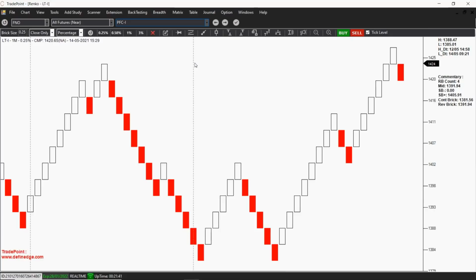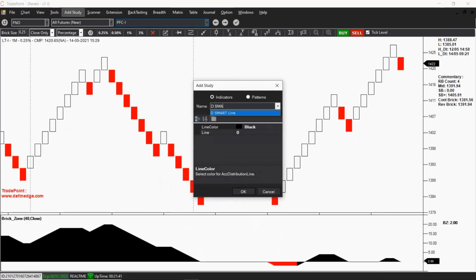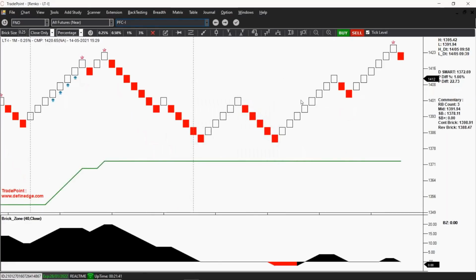So the people who are more interested in chart analysis, reading the charts and then marking the levels and planning the trades, Renko can be very helpful from that perspective as well. There are many other techniques to add to this analysis. For example, you can add a couple of indicators which I like, for example, Brick Zone, I like this indicator, or D Smart Line. I have recorded a video on this also. So this can perhaps add some value, but I'll discuss those techniques also in coming videos.